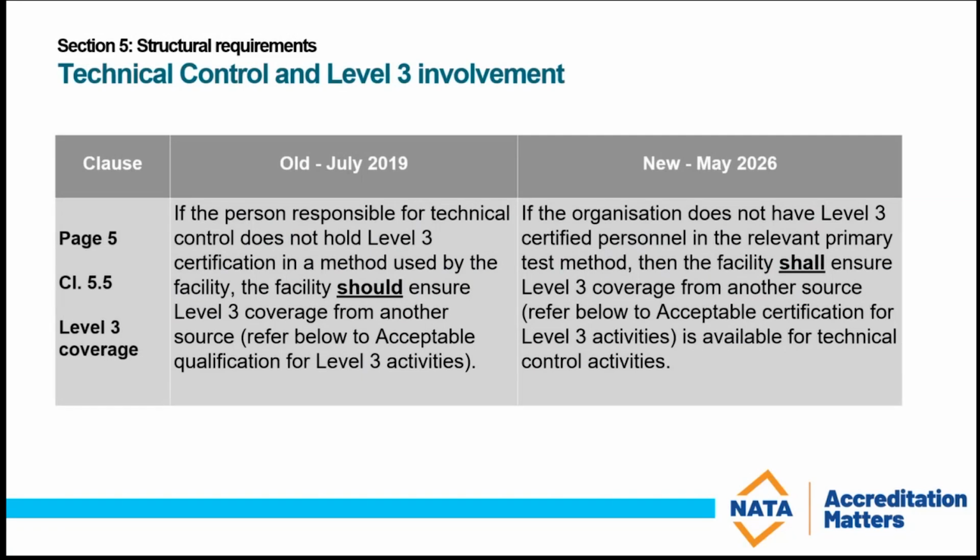For yourself, you can look at page 5, clause 5.5. In the July version from 2019, the annex stated basically that where the person responsible for technical control did not hold level 3 certification in a method, the facility should ensure level 3 coverage from another source. This wording has been strengthened now, and in the new annex we basically made that from a should to a shall, so the facility shall ensure level 3 coverage from another source if the organization doesn't have level 3 coverage in a relevant primary test method itself.